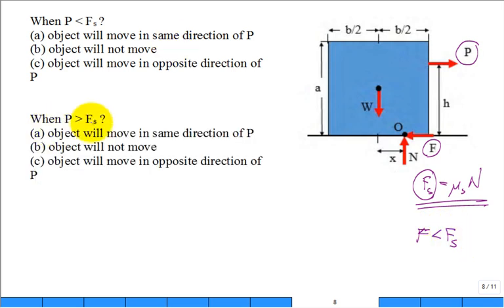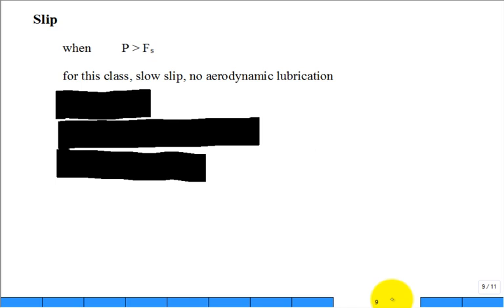When P is greater than Fs, let's say you find that the maximum static friction force is 100-pound force, and yet you put on a 120-pound force, what's going to happen? The object will move in the same direction of P, the object will not move, or the object will move in the opposite direction. A, yeah. So that's when you get slipping.